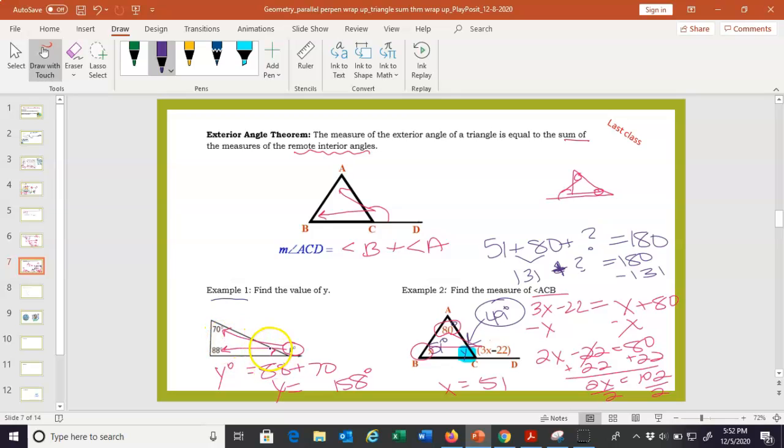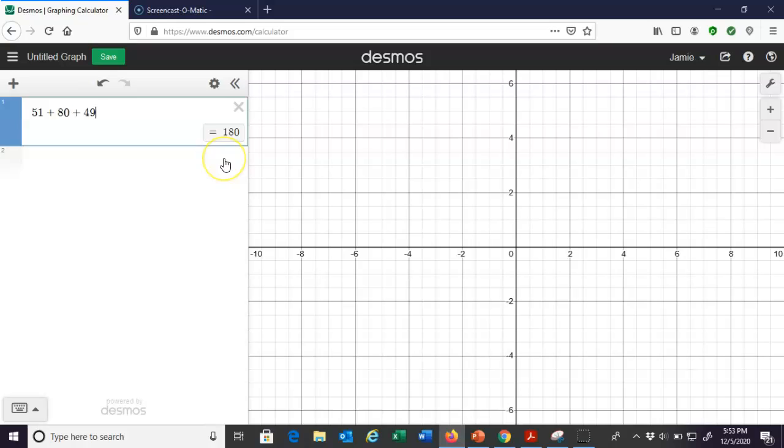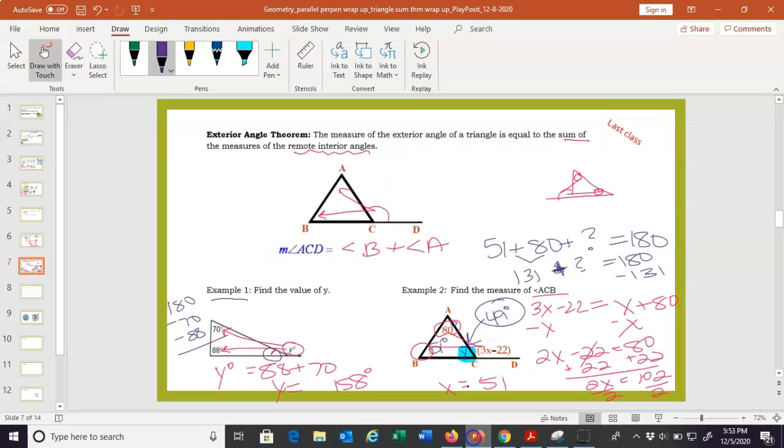Any ideas another way to find the outside angle here? It might take longer. There's another way. We could find this angle, right? Because it's going to add up to 180. So we would do 180 minus 70 minus 88. What is that? Let's go to our calculator. 22 degrees. So this angle is 22 degrees in here.